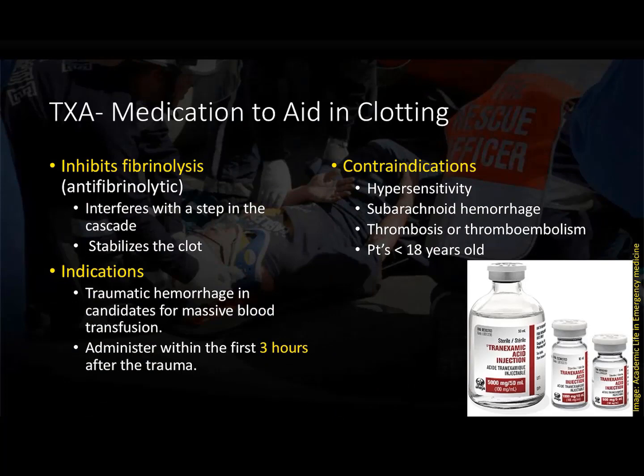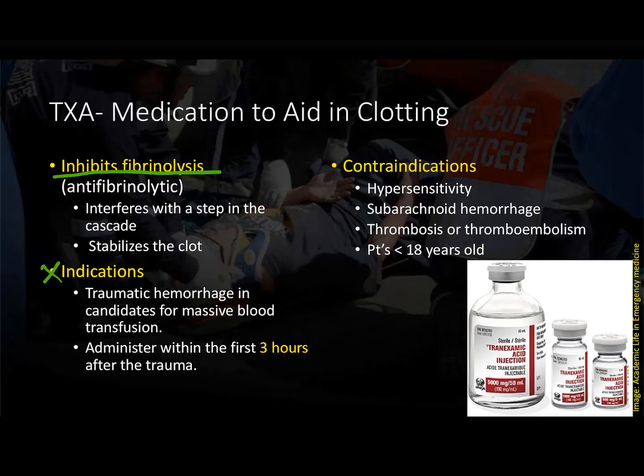TXA is a drug that's going to inhibit fibrinolysis. These patients that have started using their clotting cascade generally also have the release of chemicals that will break down clots as well. TXA seeks to stop that process of breaking down clots so that clots will form for longer periods of time and more easily.